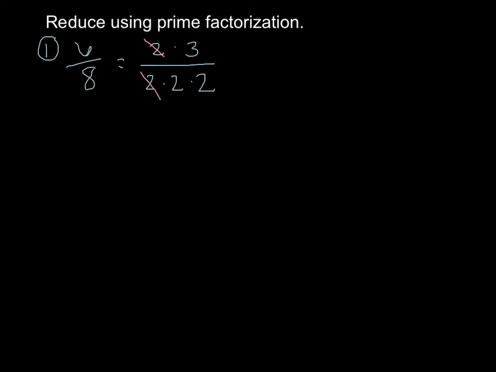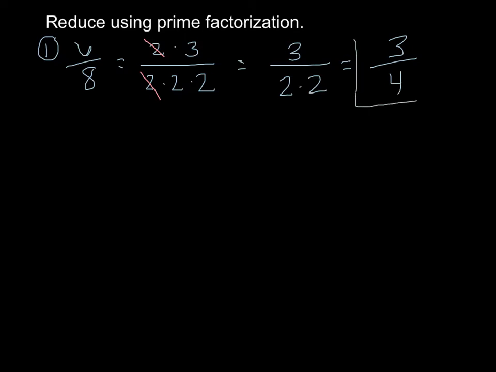I have to make sure that if I'm crossing 1 off on the bottom, I only cross 1 off on the top. I can't do 2 on the bottom, 1 on the top. It doesn't work that way. They have to evenly match up, and then I can take them out. So now I'm left with 3 for my numerator and 2 times 2 for my denominator. Okay, so now I have to solve that. So I would get 3, and 2 times 2 is 4.